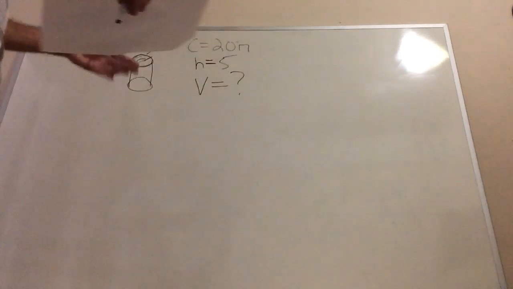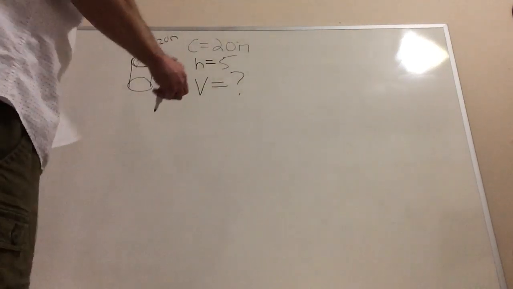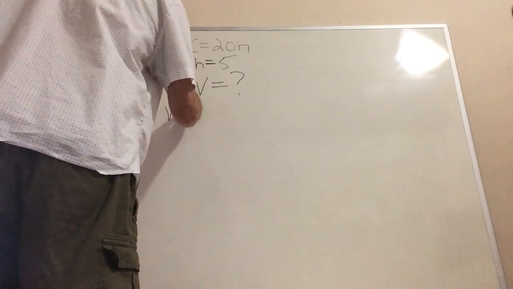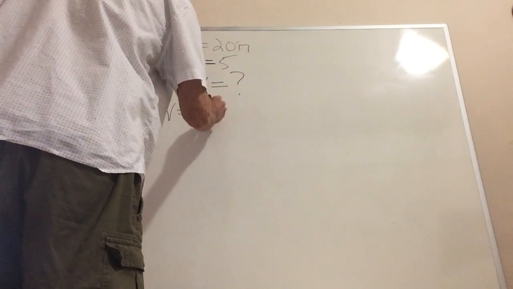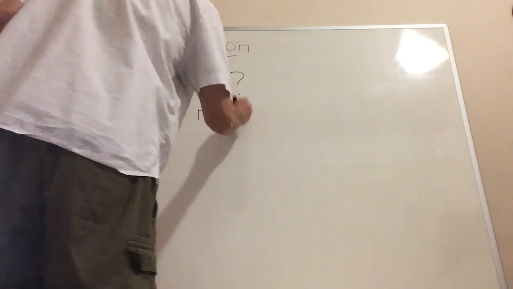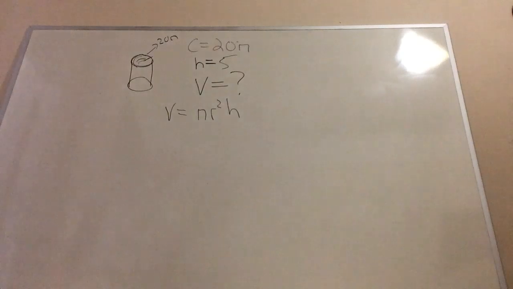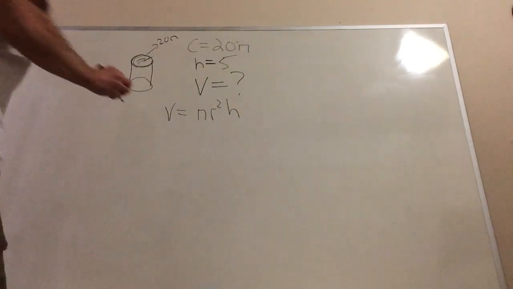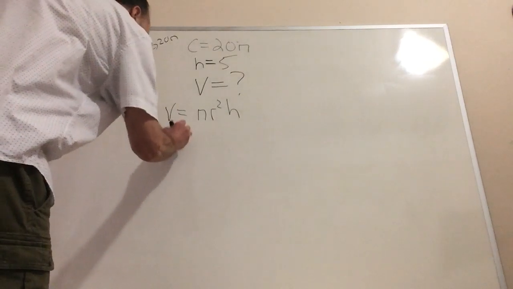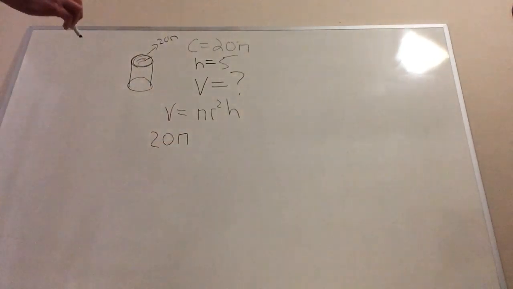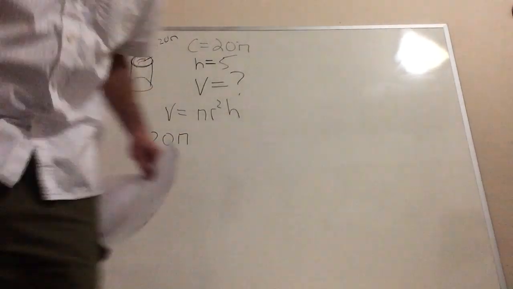So let's do the math here. We know that the volume of a cylinder is pi r squared h. So now I just do a little razzle-dazzle here. 20 pi, got to stop that again.